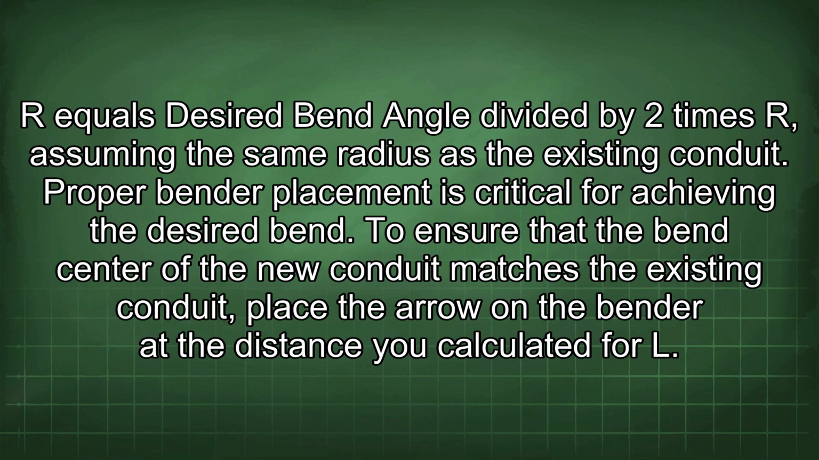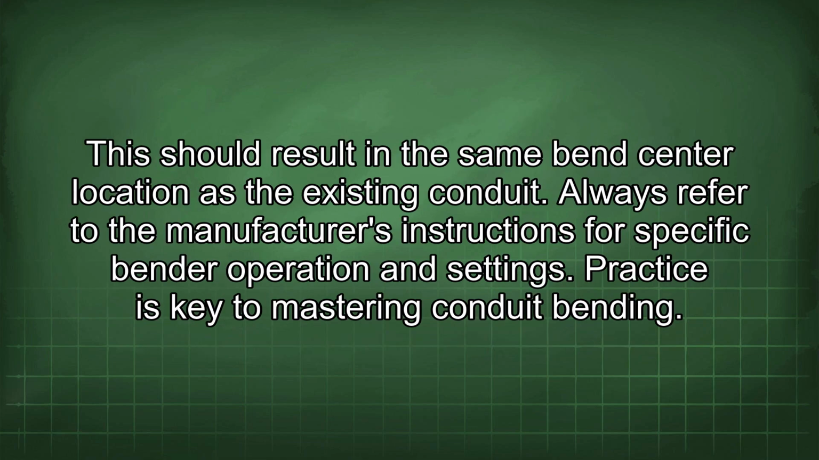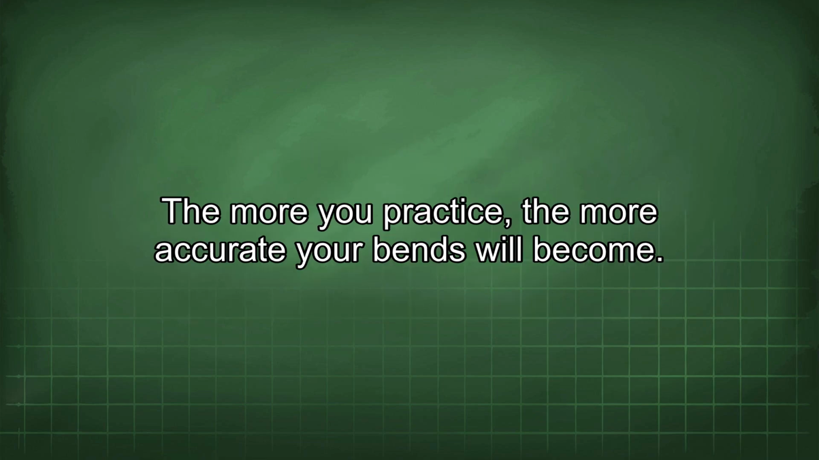Proper bender placement is critical for achieving the desired bend. To ensure that the bend center of the new conduit matches the existing conduit, place the arrow on the bender at the distance you calculated for L. This should result in the same bend center location as the existing conduit. Always refer to the manufacturer's instructions for specific bender operation and settings. Practice is key to mastering conduit bending. The more you practice, the more accurate your bends will become.